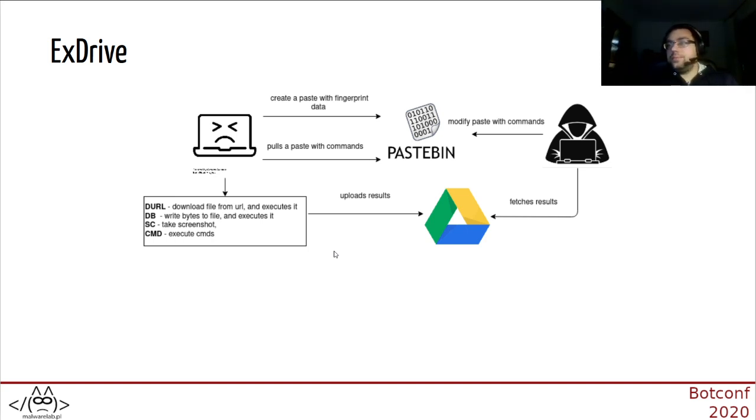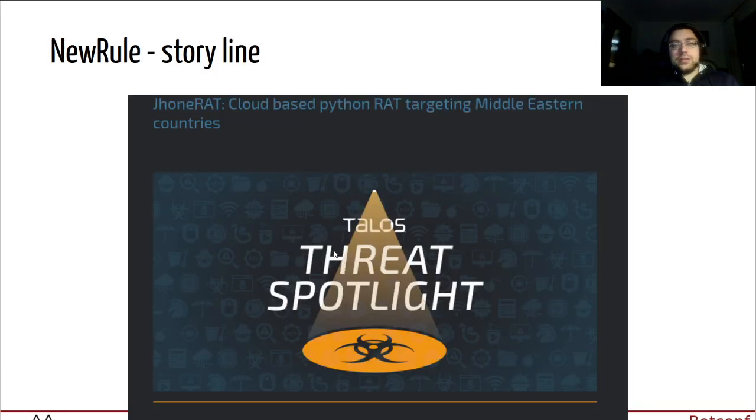Well, on to the next one. This one actually has some backstory, and the backstory goes like that. At the beginning of the year, there was research published by Talos about JohnRat, a new Python RAT that they found, and they described it in detail. It was a very nice blog. You should definitely read it if you have not yet.